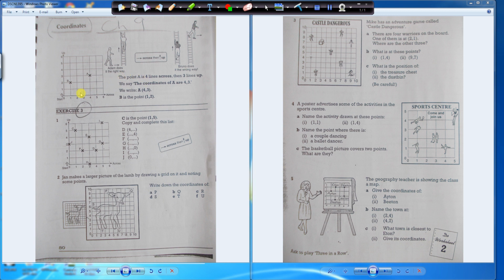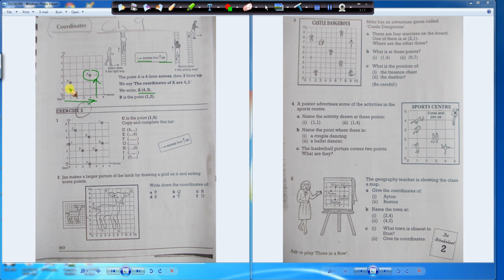Now, when you're looking at coordinates, what are we talking about? We are talking about, for example, the coordinate A. Let's look at that coordinate A. We've got to go along the corridor and up the stairs. So it's always the X coordinate first. So we're going to do a cross and then up. So we say A is equal to (4, 3).